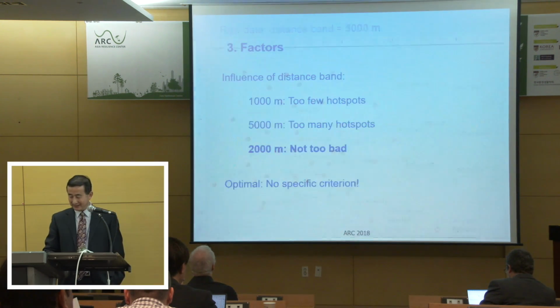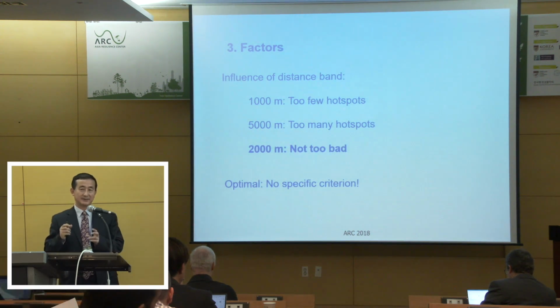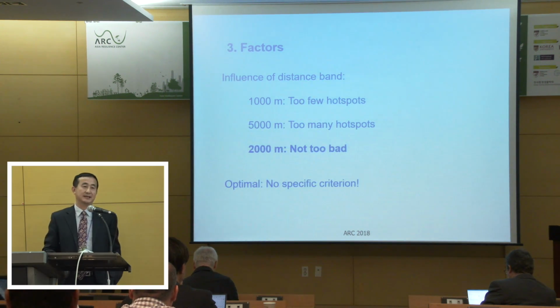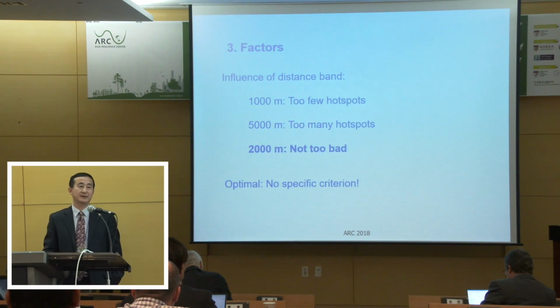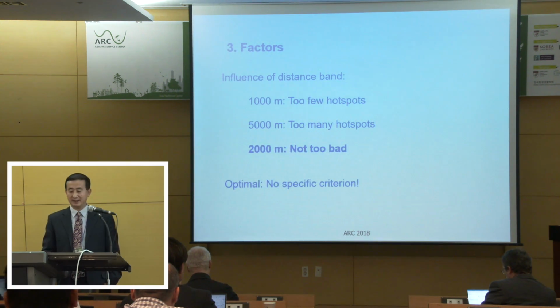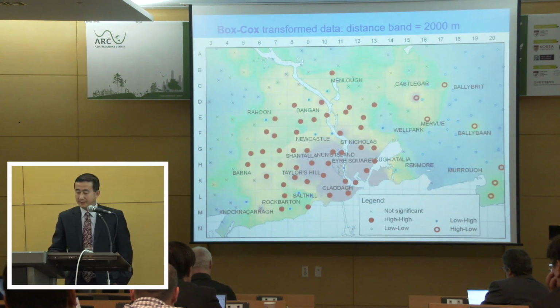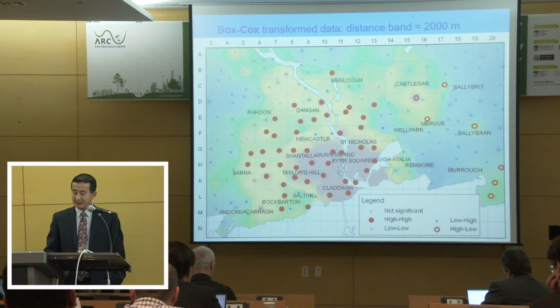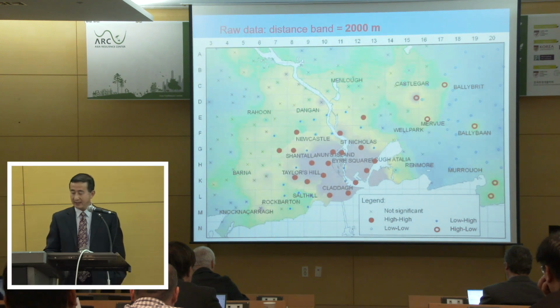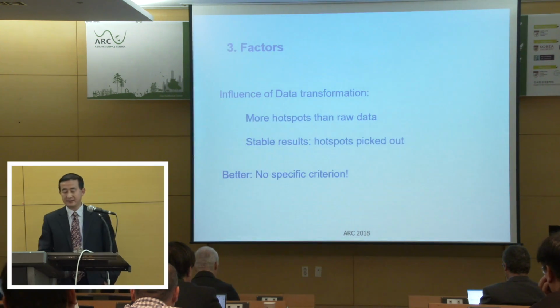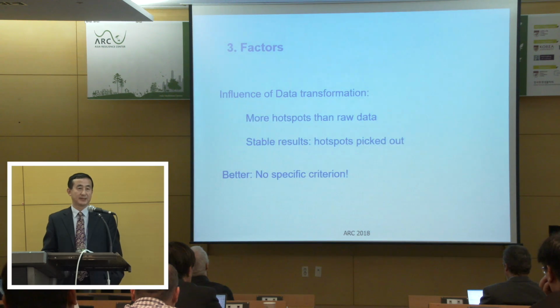But keep in mind, the patterns are fairly consistent. In the urban area, you always get high-value clusters. Even though the values are different, the patterns are quite similar. Another factor is the data transformation. We use Box-Cox or normal score transformation. Here is the Box-Cox result, then the normal score transformation, and that's no transformation. So you will see the results are also different. The results are also affected by data transformation.